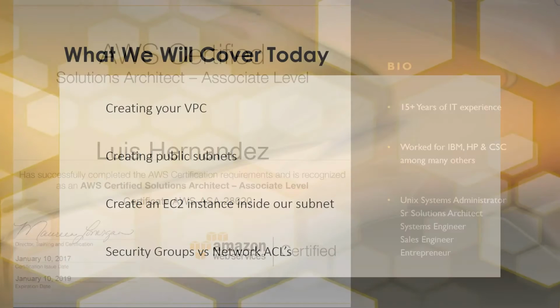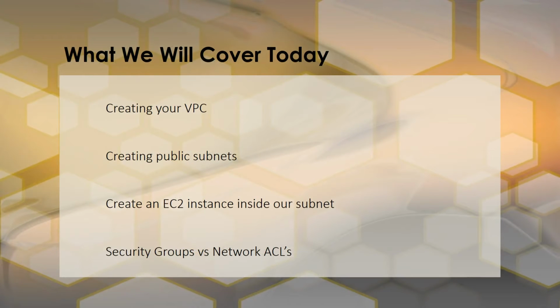Let's discuss what we will be learning today. At a high level, we're going to create a VPC, which stands for Virtual Private Cloud, and that is essentially a small private network inside of the AWS cloud. So we're going to create a VPC, then build a public subnet inside of that VPC. Once that's completed, we're going to launch an EC2 instance inside of our new subnet, and along the way, we're going to build a new security group.